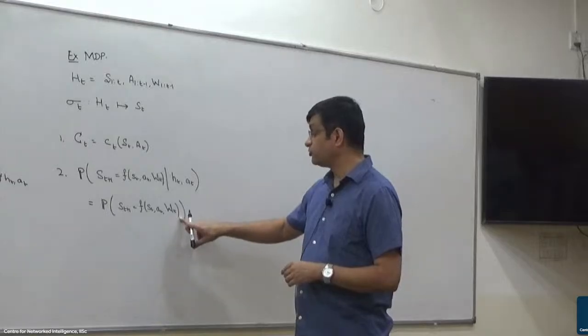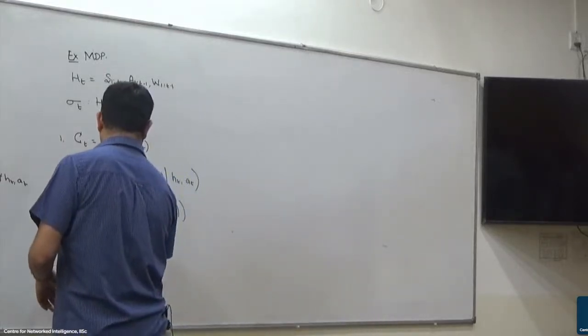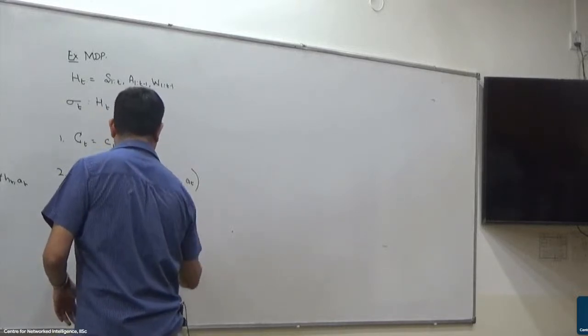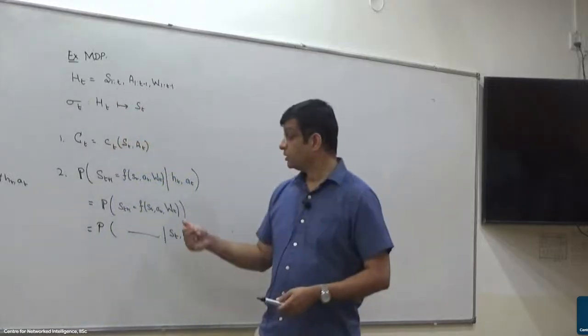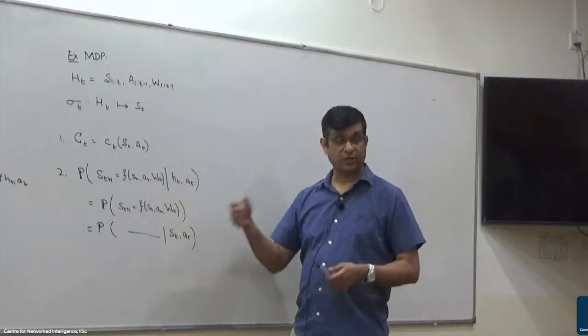My point is that I can say this is equal to the probability of the same thing conditioned on Ft and At as well. All these things are the same, right? Because the only random variable is Wt, and that is independent of what has happened in the past.